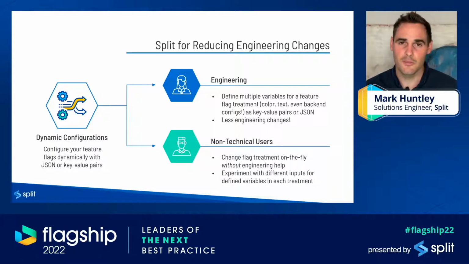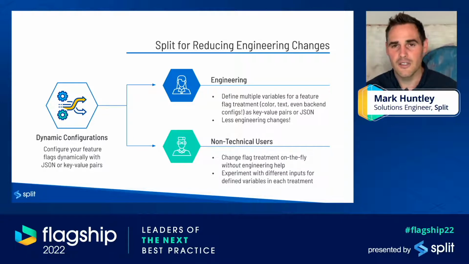But then there's other customers that use Split and use dynamic configurations for more backend purposes. So they might want to play around with the amount of items that are returned in an API response. So this could be a pagination use case. Or we have customers that have various algorithms that they're weighting against each other and comparing against each other. And the inputs and the weights of those algorithms would be the variables that would be defined through Split's dynamic configurations. Right? So the use cases are endless. You can really use this for anything.